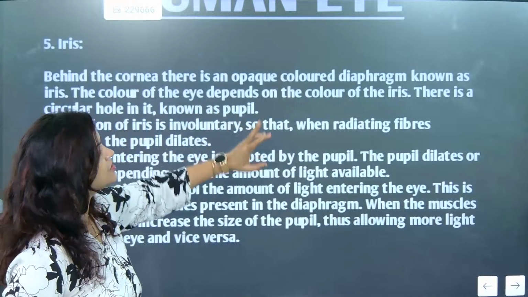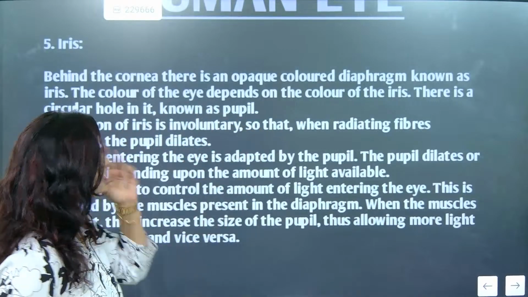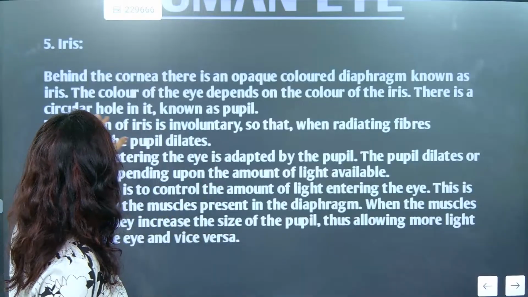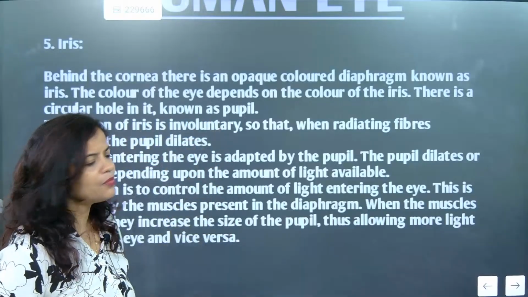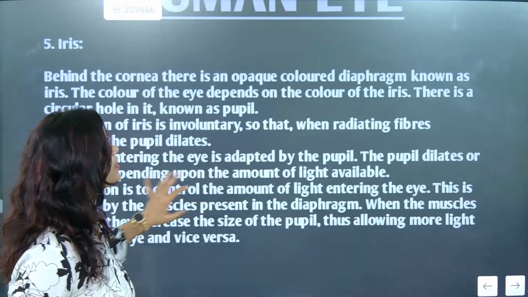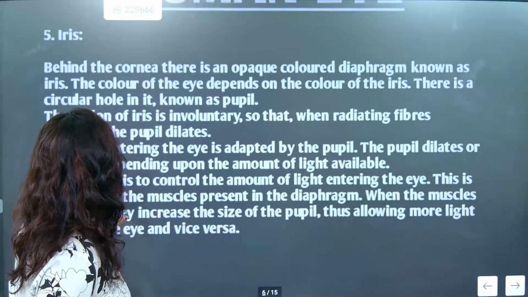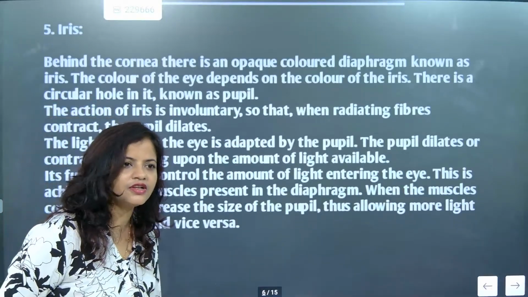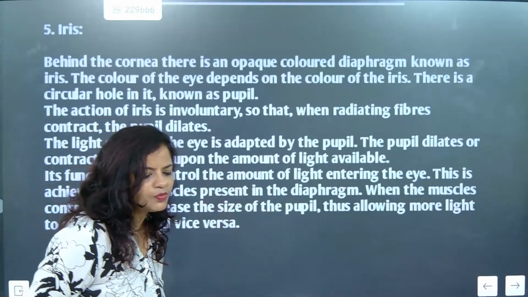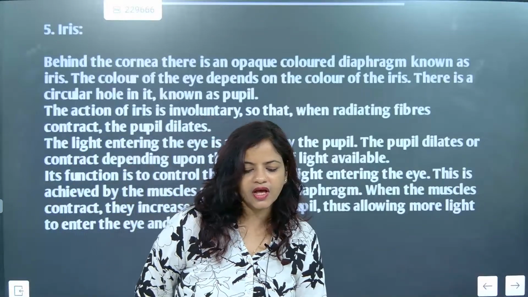The color of the human eye depends on the color of the iris. There is a circular hole in it known as the pupil. Now the action of the iris is involuntary. So when radiating fibers contract, the pupil dilates. Understood or not? These radiating fibers are there so that, in case more light needs to enter our eye, it can.